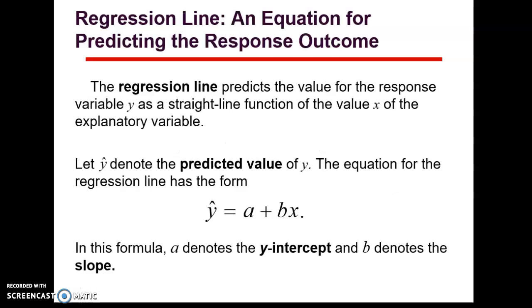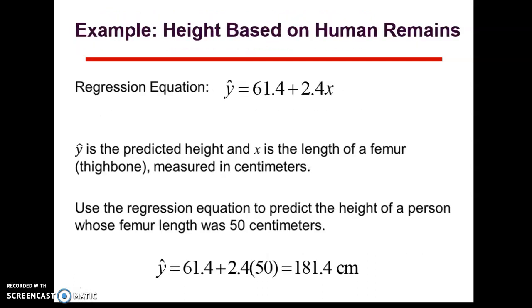So we're going to use this to do predictions. And if we let y hat, over here on the left-hand side in the middle, denote the predicted value of y, we write an equation, y hat equals a plus bx, or you might see it written y equals bx plus a. You might even see something like y hat equals mx plus b. So a is the y-intercept and b is the slope of the straight line.